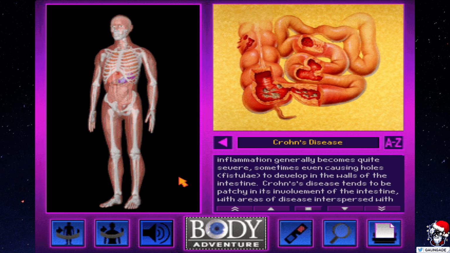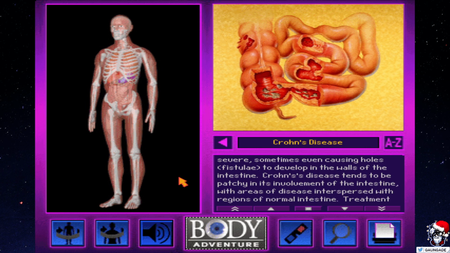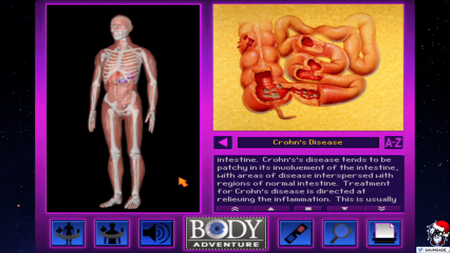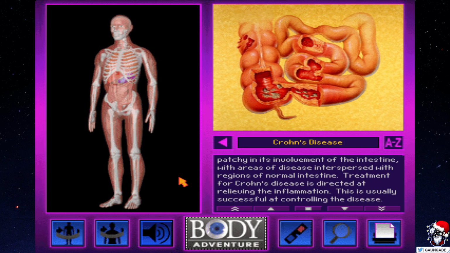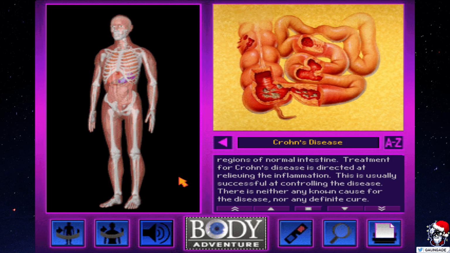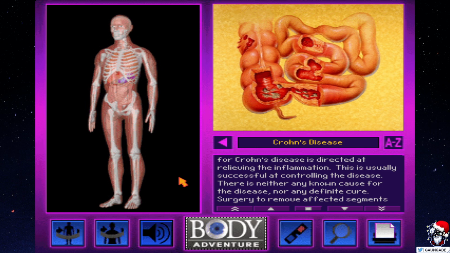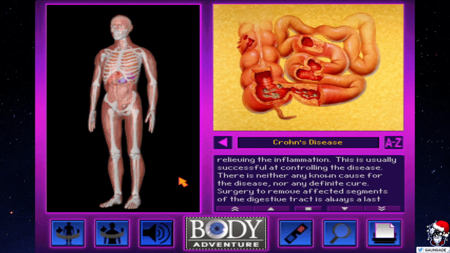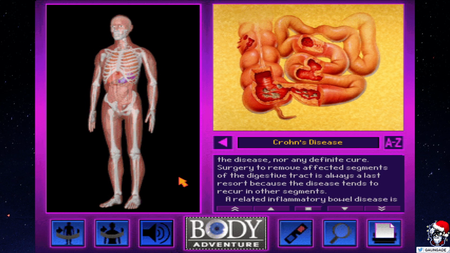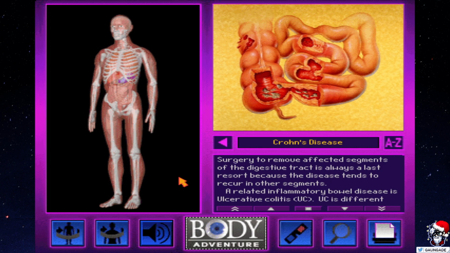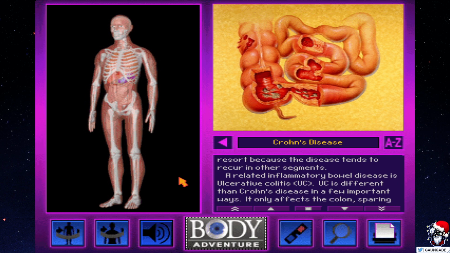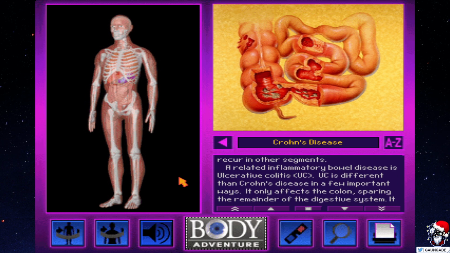Crohn's disease tends to be patchy in its involvement of the intestine, with areas of disease interspersed with regions of normal intestine. Treatment for Crohn's disease is directed at relieving the inflammation. This is usually successful at controlling the disease. There is neither any known cause for the disease nor any definite cure. Surgery to remove affected segments of the digestive tract is always a last resort because the disease tends to recur in other segments. A related inflammatory bowel disease is ulcerative colitis, UC.